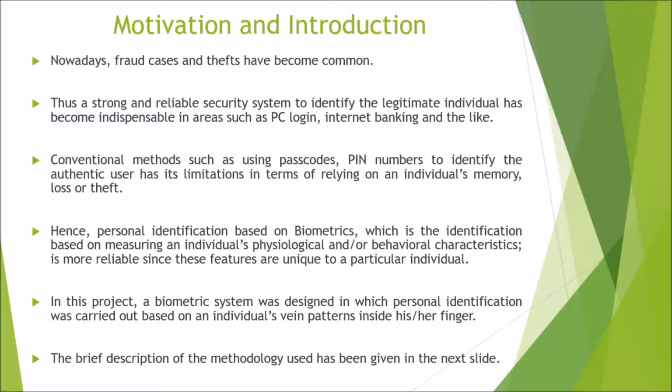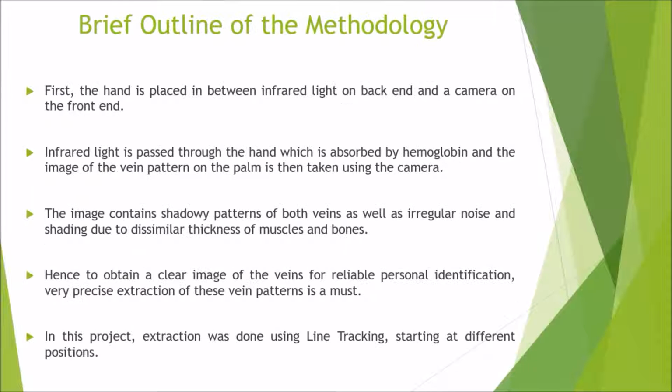Hence, personal identification based on biometrics, which is the identification based on measuring an individual's physiological or behavioral characteristics, is more reliable since these features are unique to a particular individual. In this project, a biometric system was designed in which personal identification was carried out based on an individual's vein patterns inside his or her finger. The brief description of the methodology used has been given in the next slide.